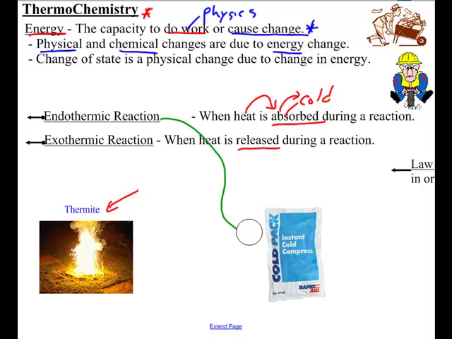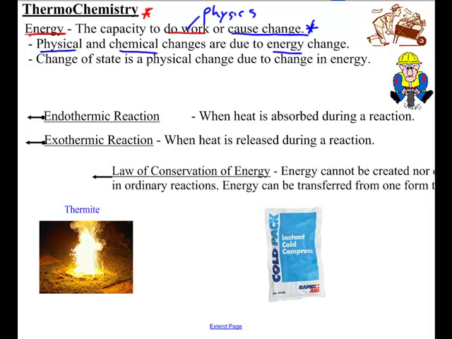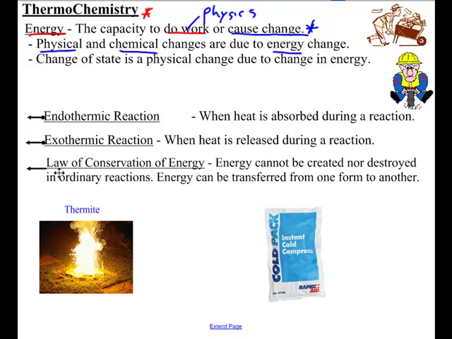Now, this all plays an important role with heat being absorbed and all that, but one thing to remember is the law of conservation of energy must be followed. Now, you guys this year have seen the law of conservation of mass. And it's essentially the same thing, except we're switching the word energy with mass. You can't create it or destroy it. You can only transfer it.